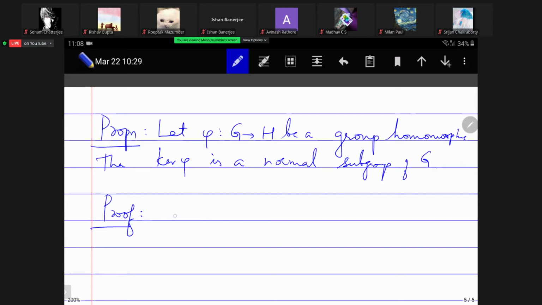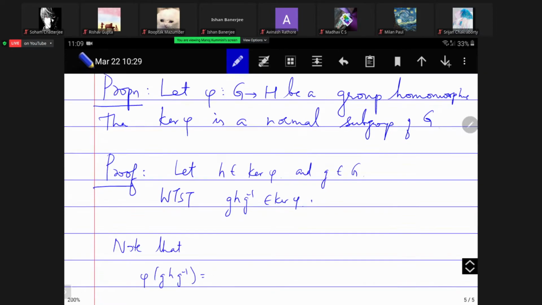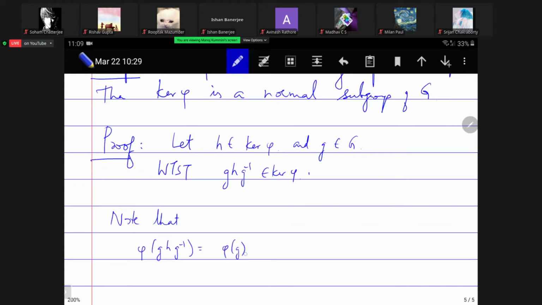So, proof. Let H be inside the kernel of phi and G be inside G. We need to show that G H G inverse is inside the kernel of phi. So let us apply phi to this. Note that phi of G H G inverse is phi of G, phi of H, phi of G inverse.